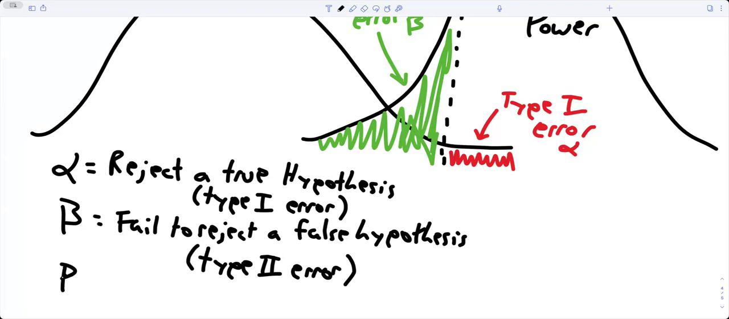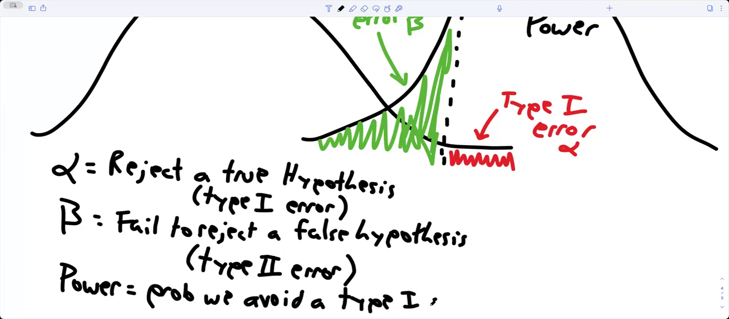And so power, another way to state power would be, it is the probability we avoid a type 1 error. No, I'm sorry, the type 2 error. It's the probability that we avoid a type 2 error.